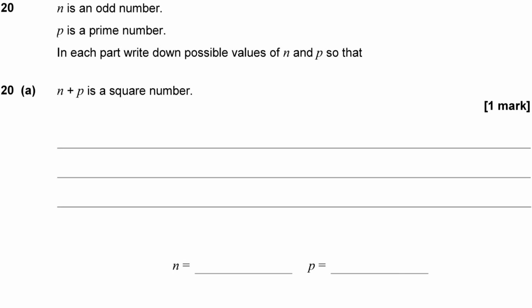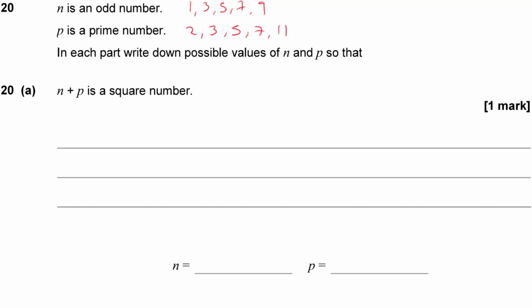In each part, write down possible values of N and P so that, first off, we need to find values of N and P which add together to give you a square number. Let's first list a number of possible candidates for N and P. N is an odd number, so it could be 1 or 3 or 5 or 7 or 9, couldn't it? And we're told P is prime, so P could be 2 or 3 or 5 or 7 or 11, couldn't it? So there are some possible values.